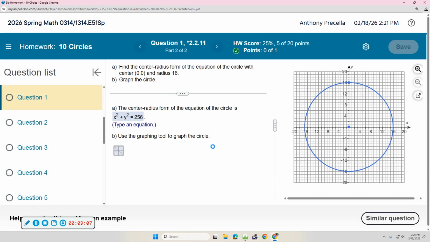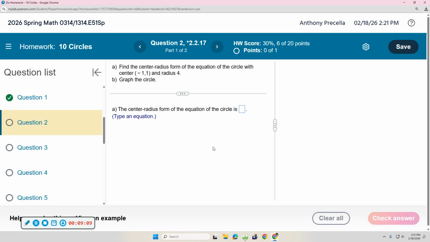Number 2. Same instructions, but they've given us a different center. The center is at the ordered pair -1, +1, and the radius is 4.